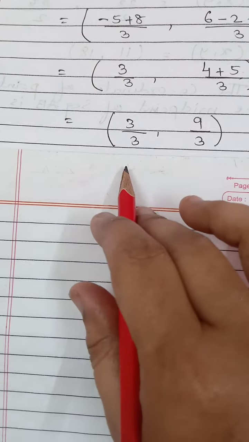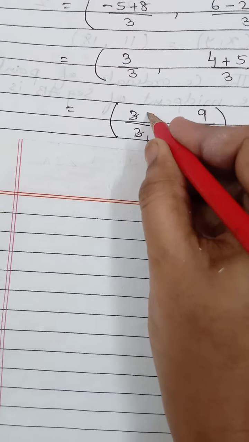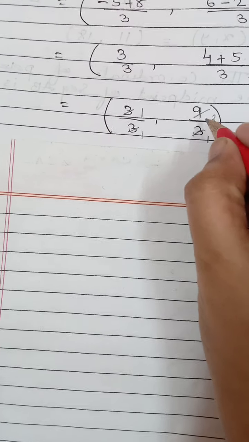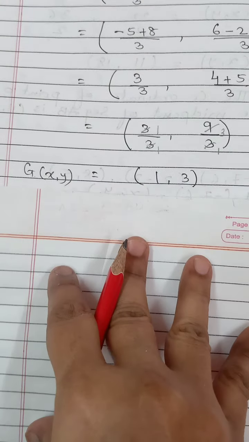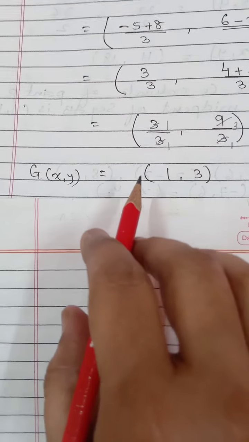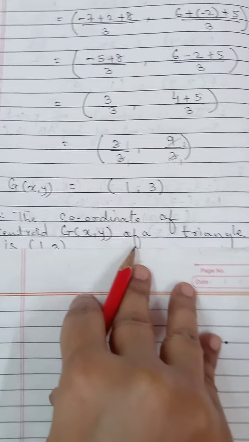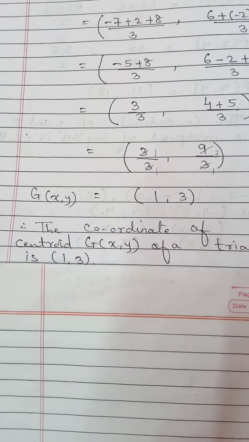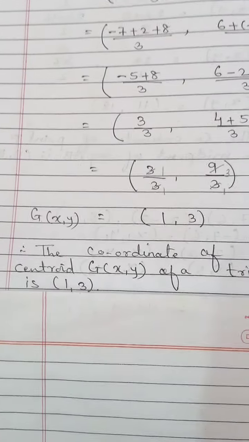Now we can cancel this by 3. 3 ones are 3, 3 ones are 3. Now here 3 ones are 3, 3 threes are 9. So we have got 1, 3. So the value of G(x, y) is (1, 3). We can write at last the coordinate of the centroid is (1, 3). So the coordinate of the centroid of the triangle is (1, 3). So we have completed question number 7, first sub question. Similarly you can do the other two sub questions.